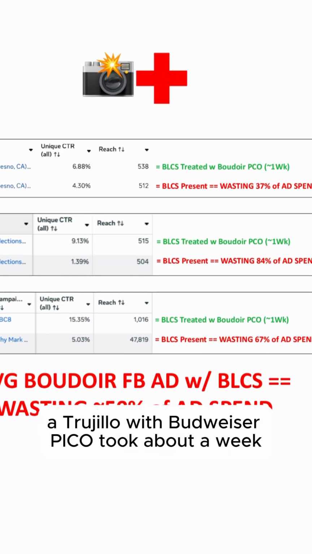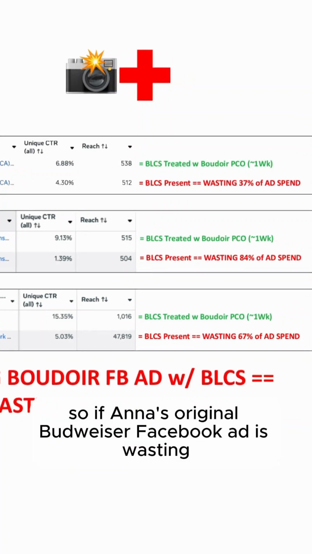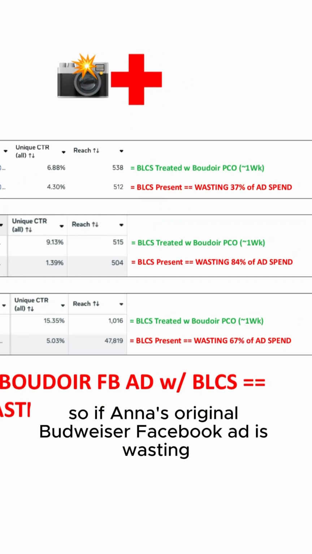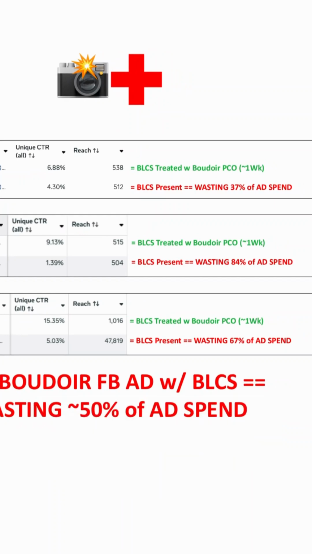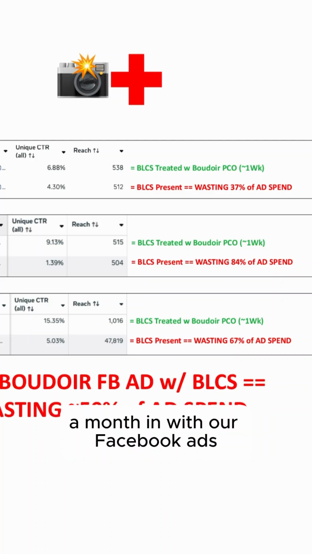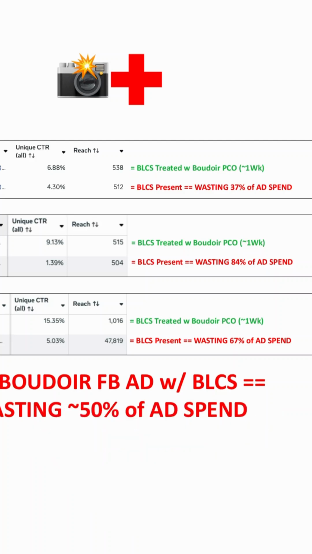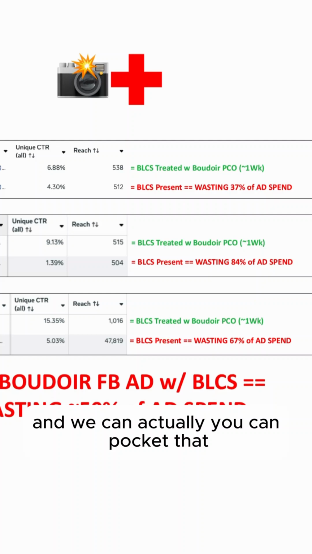Treated with Boudoir PCO took about a week, got the unique CTR all up to 15.35%. So we found out his original Boudoir Facebook ad is wasting 67% of his ad spend. So we can eliminate that wasted ad spend. If you're spending 10 grand a month in Boudoir Facebook ads, we can eliminate that $6,700 a month in wasted ad spend, and he can pocket that.